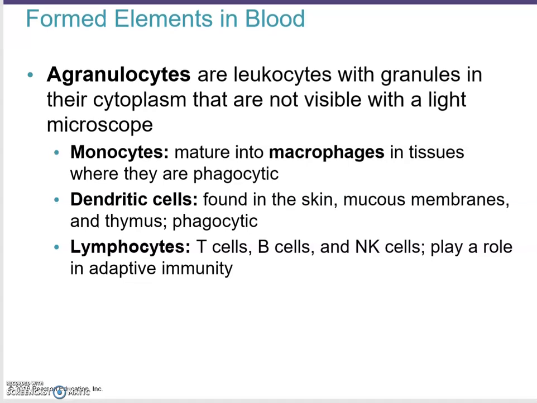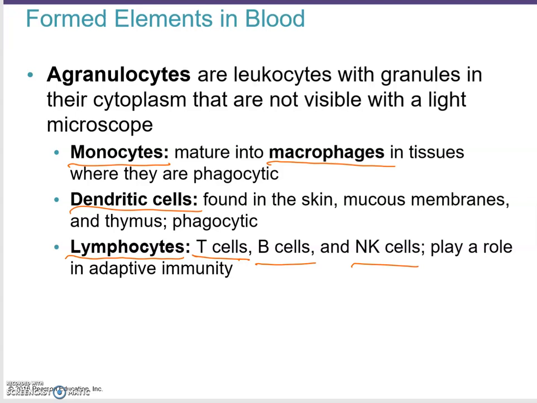Okay, moving on to agranulocytes. There we have monocytes. Once they migrate into tissues, they are called macrophages. We also have dendritic cells. They're found in skin, mucous membranes, and thymus. They are phagocytic. And then we have our lymphocytes, and lymphocytes can differentiate into T cells and B cells, and also into natural killer cells, NK cells.